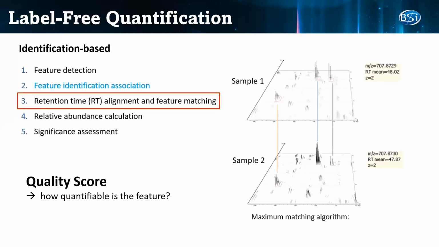Retention time alignment is then performed and features are matched between the samples. The quantifiability of a feature is scored based on similarity in m/z, retention time, XIC shape, and isotope distribution across the different samples, as well as signal-to-noise ratios, frequencies, and feature intensities. This is reported as a quality score.